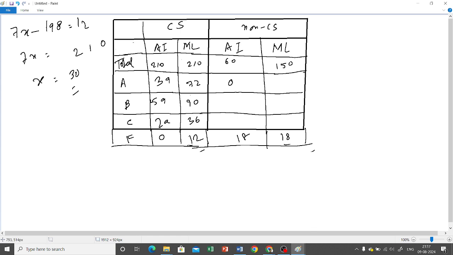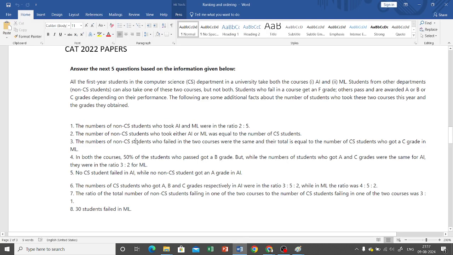We have this situation now. Now let us harness the other information that we have, because we need to find out this a, we need to find out these empty values as well. In both the courses 50% of the students who passed got a B grade.